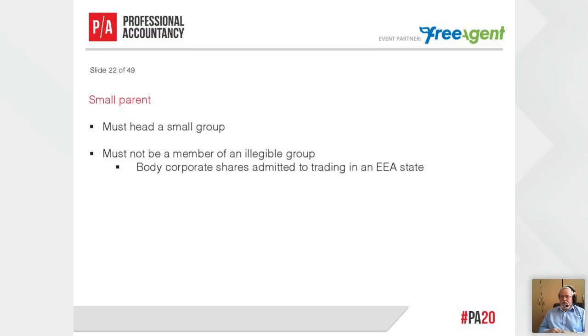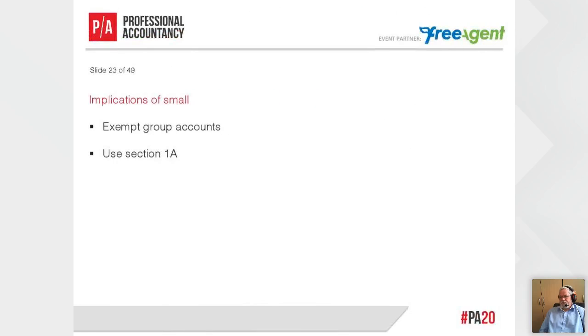Now, in this particular aspect, an ineligible group will be if the group includes any entity which is admitted to trading in an EEA state. In other words, I suppose the common term here would be listed in an EEA state. So if it's listed in an EEA state, you cannot be small by definition. Now, we need to be very careful here because this aspect of an ineligible group is different between small and medium sized. So for small, it's admitted to, effectively listed in an EEA state. For medium, it's listed anywhere on a global basis.